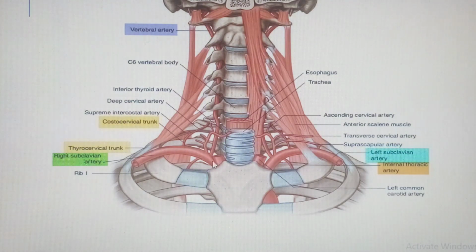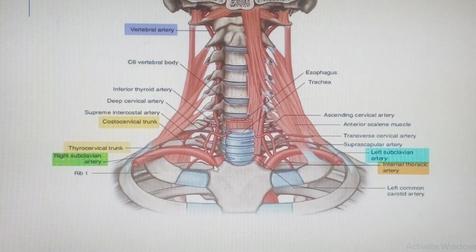And then that of the right will actually originate from what we call the brachiocephalic trunk. So it tells us that the left subclavian artery will actually originate from the superior mediastinum, originating above the superior mediastinum, just behind the sternoclavicular joint. That is where it is going to originate.